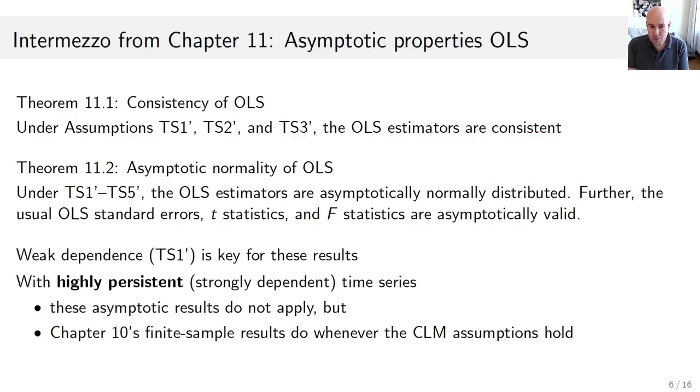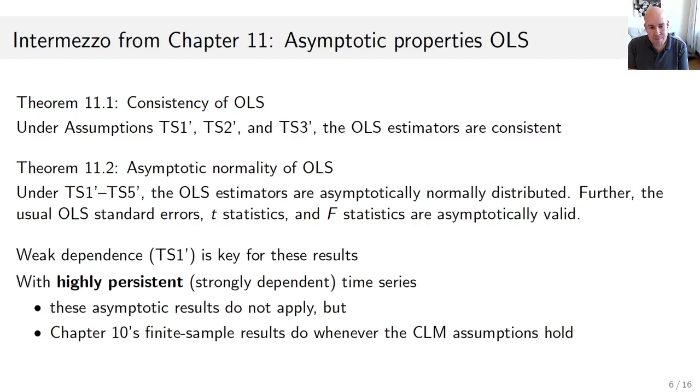Furthermore, the usual OLS standard errors, t-stats, and f-stats are going to be asymptotically valid. For all this, what is really key is weak dependence. And that was assumption TS1 prime. So weak dependence, as I said before, means that the data are not too correlated over time. So between two time periods that lie some periods apart, there should be a weak correlation.